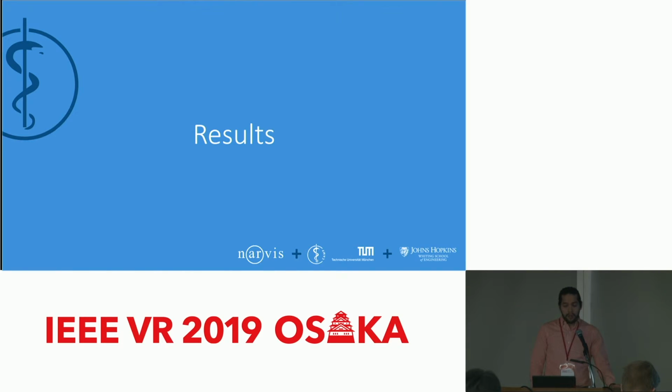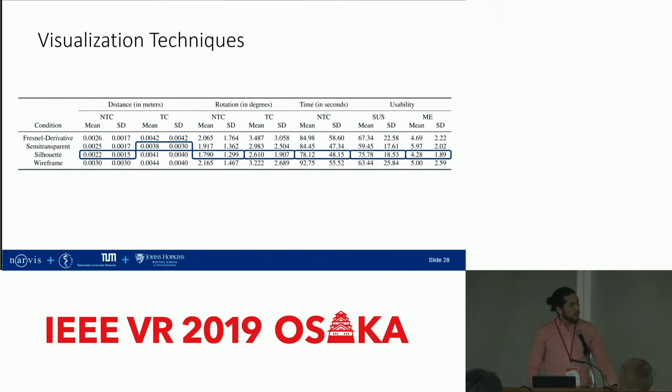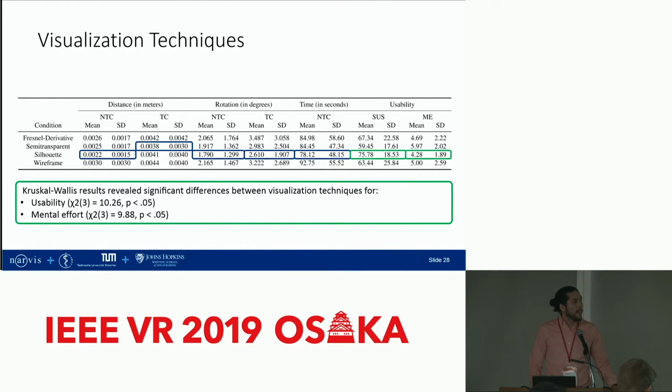The results showed that using the silhouette visualization technique got the best results in 6 out of these 7 scores, with the semi-transparent being the only one that performed the best in translation for the scenario with time constraints. A statistical analysis revealed significant differences for usability and mental effort.